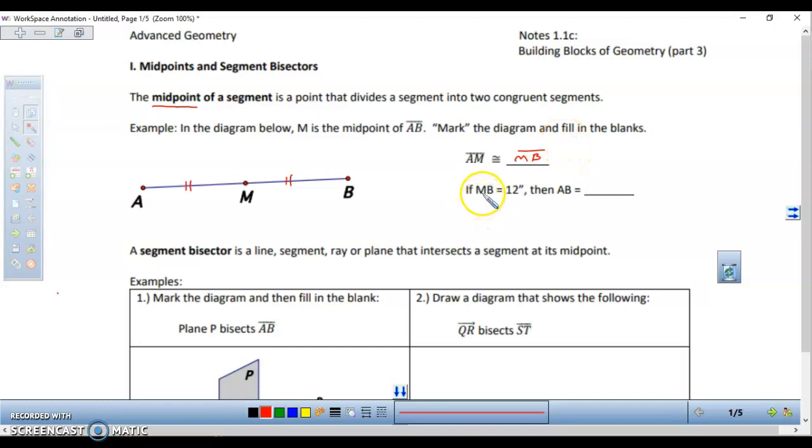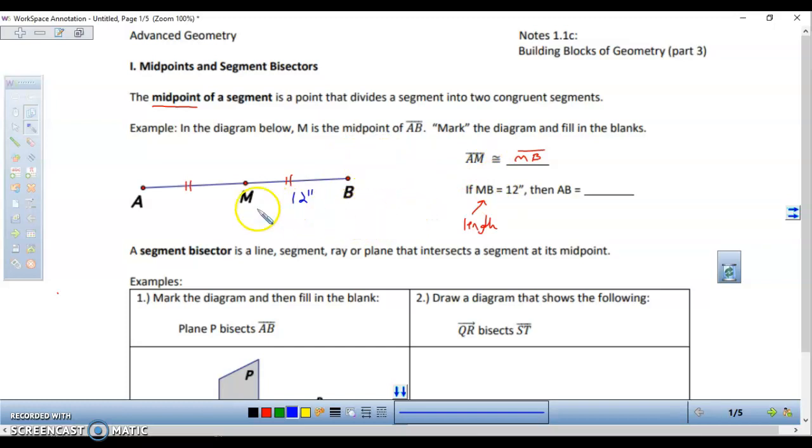It says, and remember, if there's no segment mark, no line, no ray, this means length or distance. So if the length of segment MB is 12 inches, put a little 12 inches right here. Then find the length of AB. I want to find the length of segment AB. You guys are pretty smart. You can probably figure out pretty quick what the answer is. But let's just work through what the definitions say in the deduction process here.